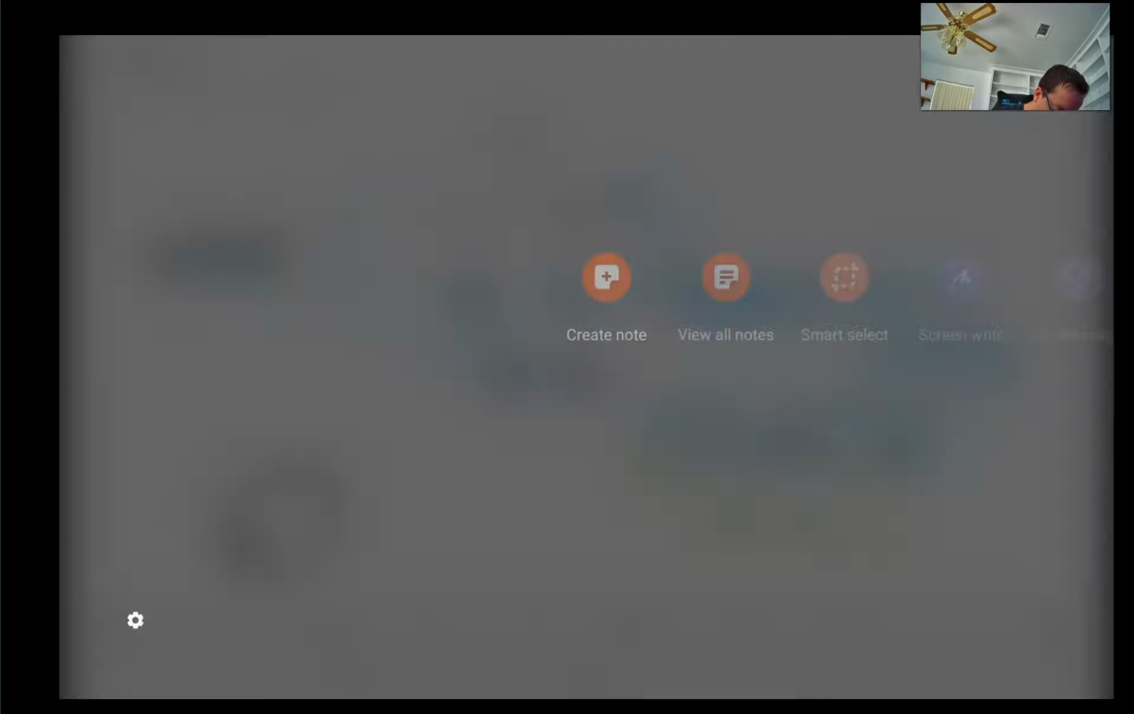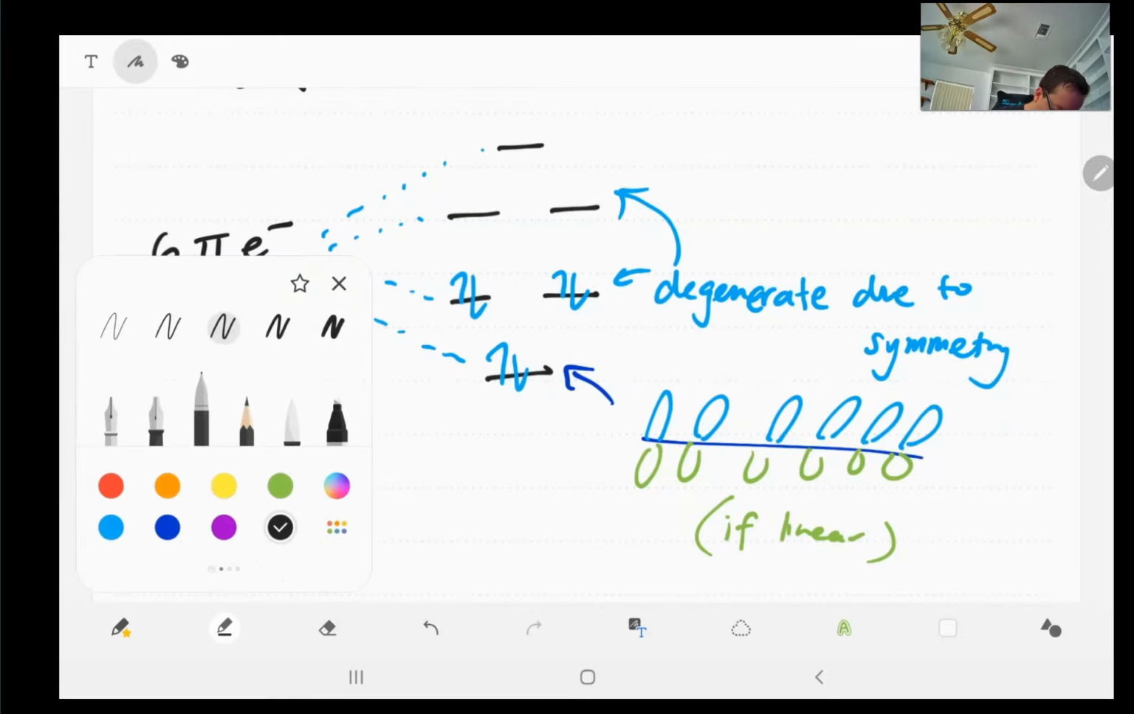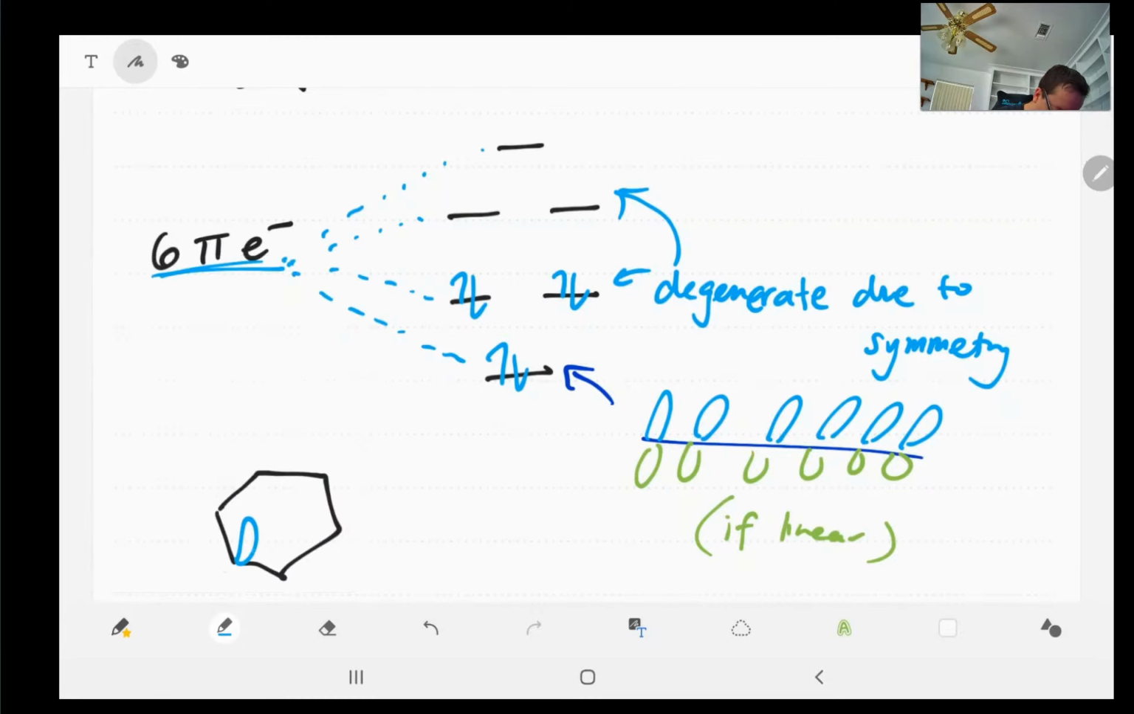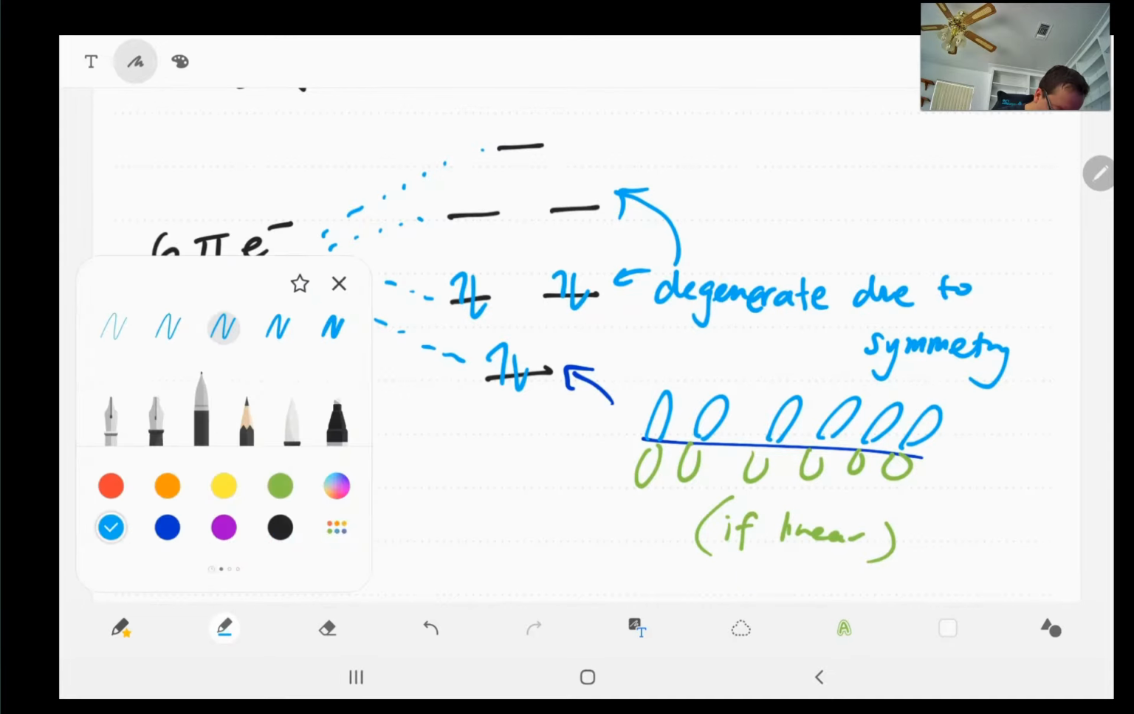So we've got our rings. Oh gosh, I've got to put them all here. I hate talking about these molecular orbitals. They're so hard to draw.